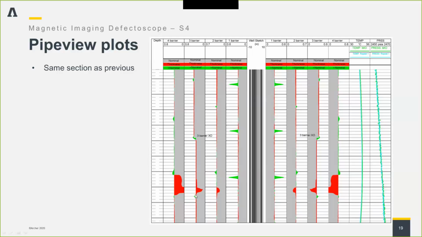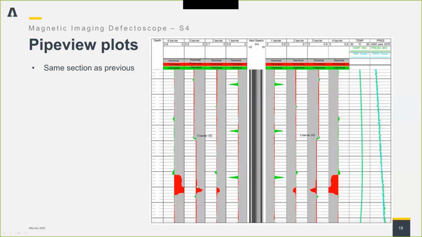Now, this is why, looking at these particular plots, you need to bear in mind the way the tool averages the thickness. This is not showing complete penetration, it's not showing complete metal loss, but that may be an indication of an actual hole.